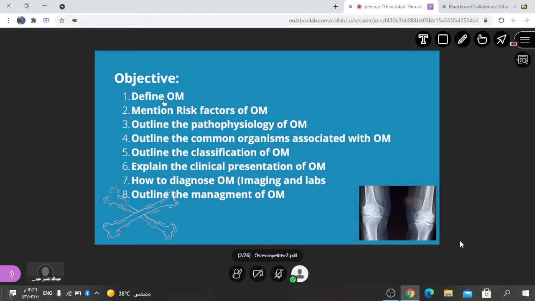Then my colleague Salman will outline the pathophysiology of osteomyelitis, and then the classification of osteomyelitis is done by my colleague Abdullah. The clinical presentation is done by my colleague Watan, and the diagnosis and management of osteomyelitis is by my colleague Ali Al.